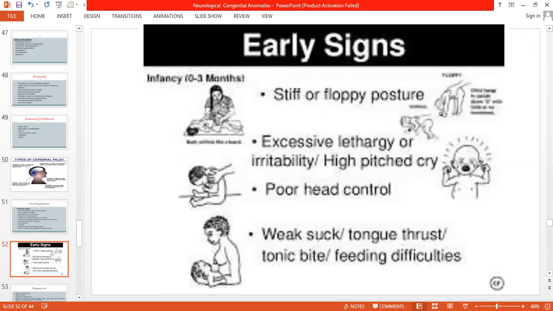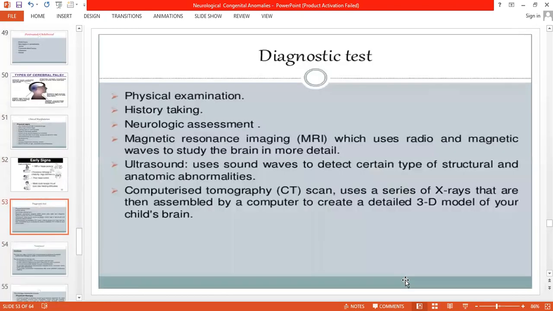Early signs include stiff or floppy posture. This is floppy, this is stiff posture. And excessive lethargy or irritability, high-pitched crying, poor head control, the head will be hanging downward, weak suck, tongue thrust, tonic bite, and feeding difficulty.